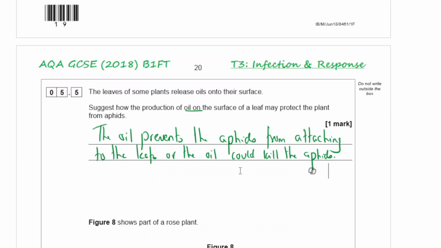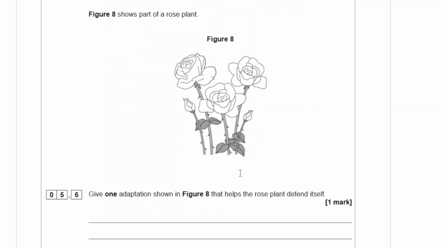Figure 8 shows part of a rose plant. Give one adaptation shown in figure 8 that helps the rose plant to defend itself. That's mainly the most common thing. That's the thorns, right? So it has thorns.